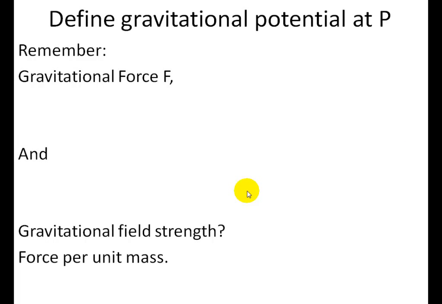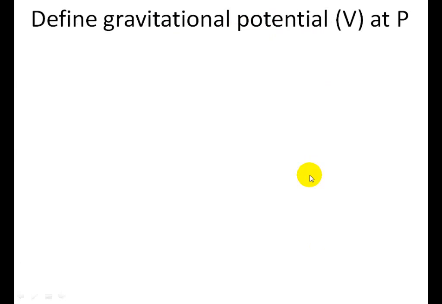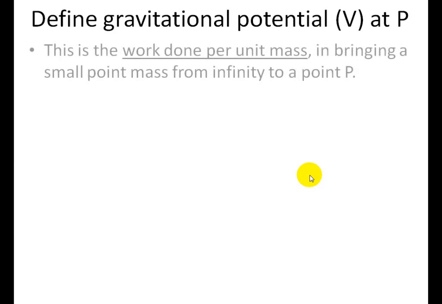Define the gravitational potential at P. First of all, we'll just go back a step and remember that the gravitational force is GMm over r squared, and the gravitational field strength, which is the force per unit mass, is equal to GMm over r squared divided by mass, which cancels with this m. So it's GM over r squared. We're going to do a similar thing to look at gravitational potential. Define the gravitational potential V at point P.